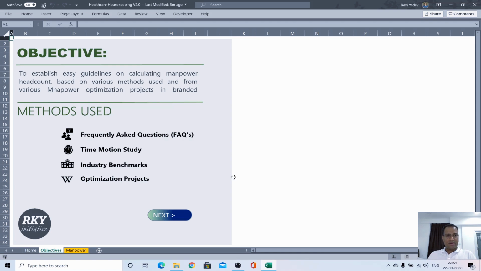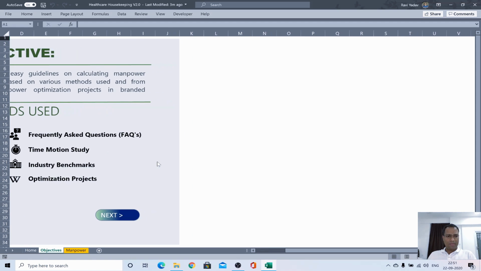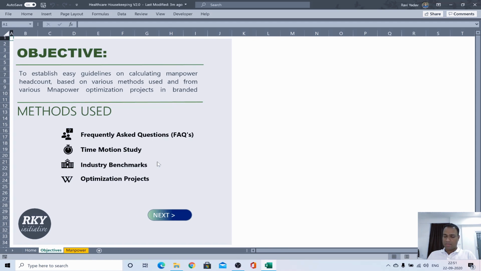Going to the next slide. The method used is frequently asked questions, FAQs. You will find a lot of queries in the form of question and answer, a time motion study in the form of job codes of all housekeeping positions, industry benchmarks, and optimization projects which I have taken up in my past organizations.